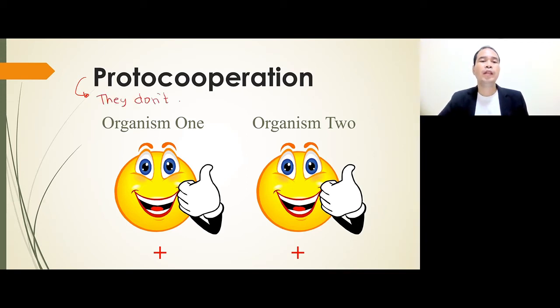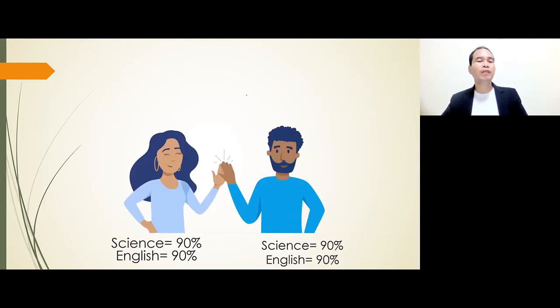They don't need each other to survive. Again, in mutualism, they need each other to survive. In proto-cooperation, they don't need each other to survive. So for example, let's look at these two. They're not high school students anymore, they're university students. Let's name this one Sakura, and this one, let's name him Naruto.